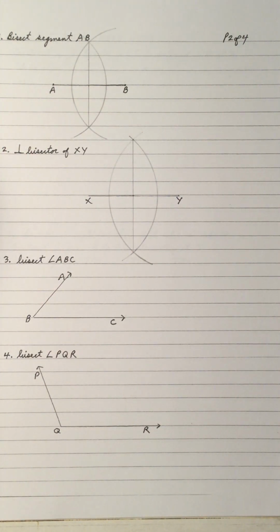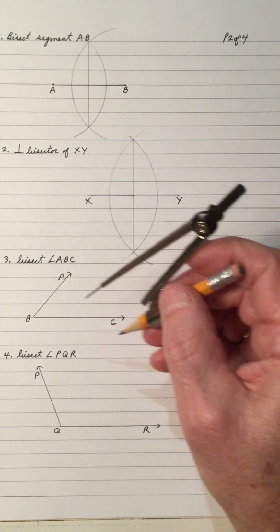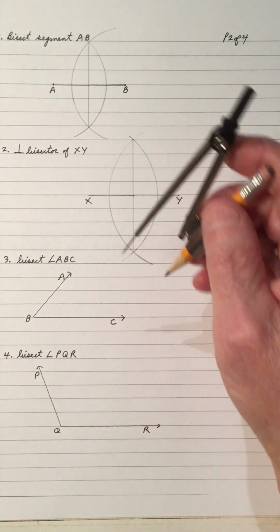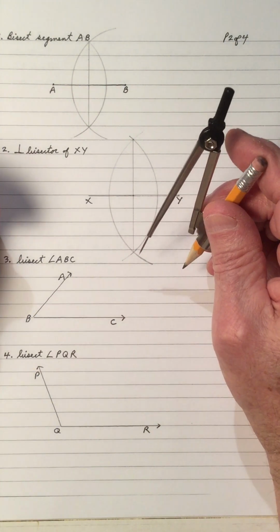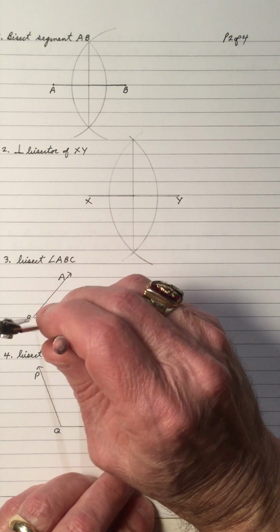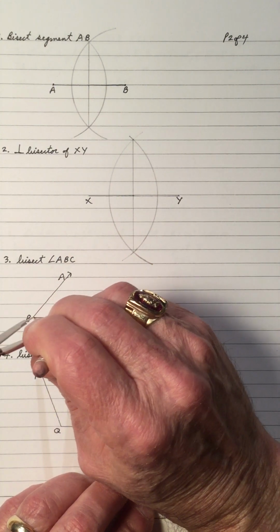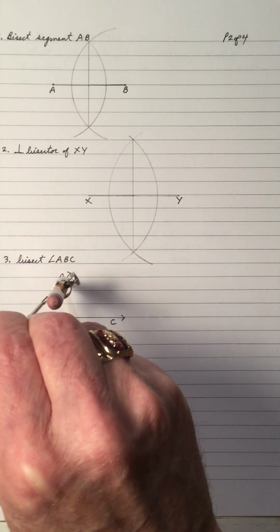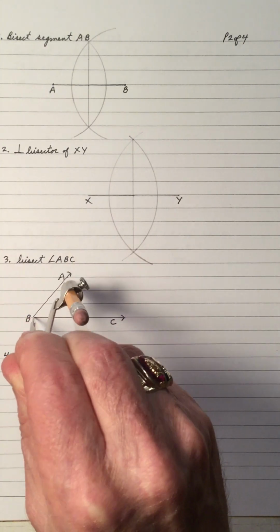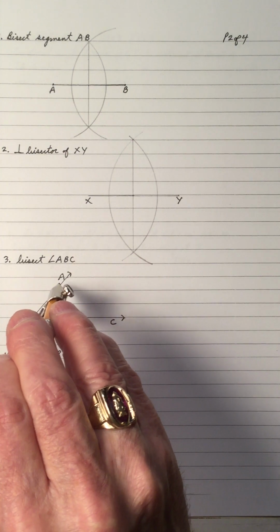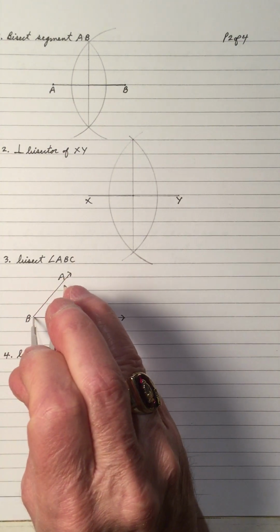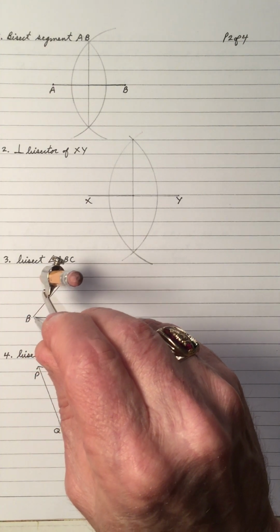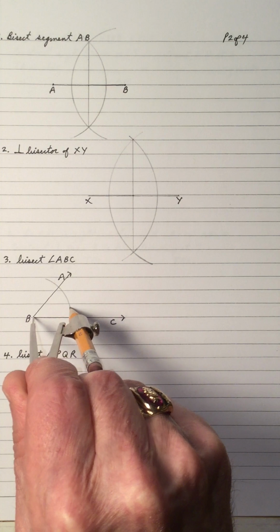Okay, now we're going to bisect the angle ABC, number 3. So this is angle ABC. To bisect this angle, we take the compass and we put it at the vertex of the angle. The vertex of the angle is B, so place the compass at B, and we draw an arc. It doesn't make a difference how open the compass is, or how much radius we have, as long as it's a reasonable distance, and we'll cut the ray AB and the ray CB.